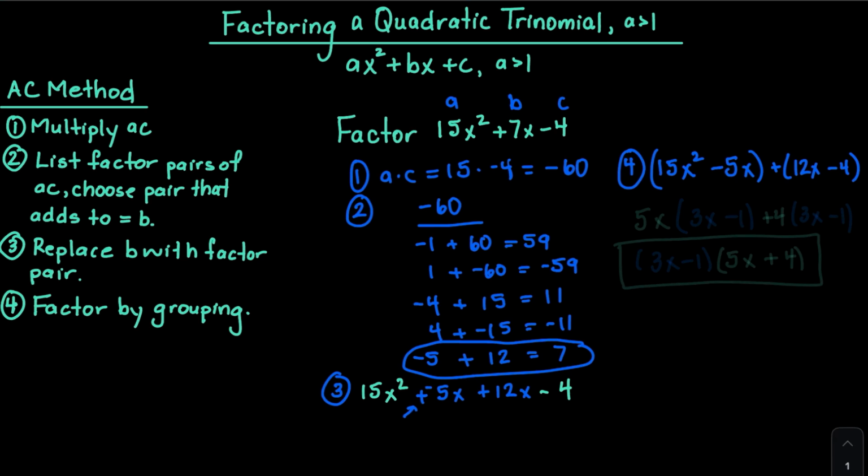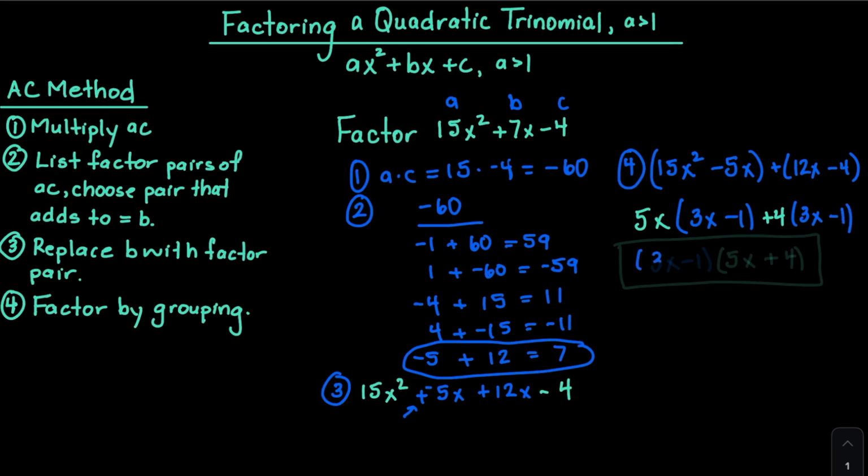GCF between 15x squared and negative 5x is going to be 5x. 15x squared divided by 5x is 3x. Negative 5x divided by 5x is negative 1. GCF between 12x and 4 is positive 4. 12x divided by 4 is 3x. And negative 4 divided by 4 is negative 1.